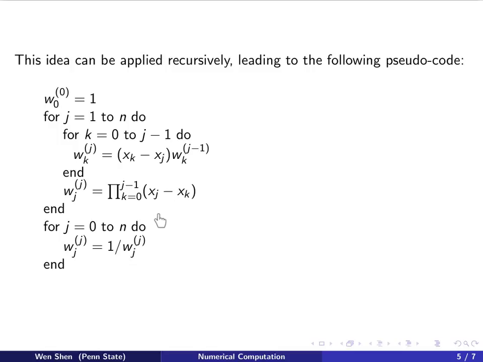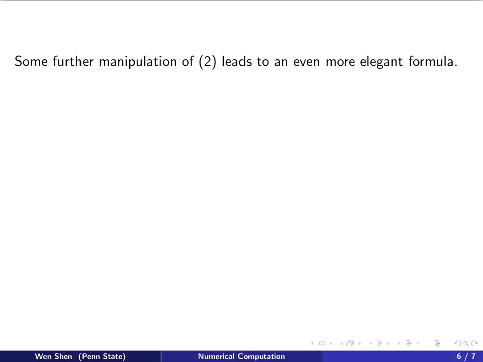Then at the end of this for loop, inside the W in J and J, we would have exactly the reciprocal of all the weights. Then we go through one final for loop to compute the inverse of that and put it back into the function W, and now it would contain all the weights. So what is really nice about this barycentric form is that you can further manipulate it, and that will lead to an even more elegant formula.